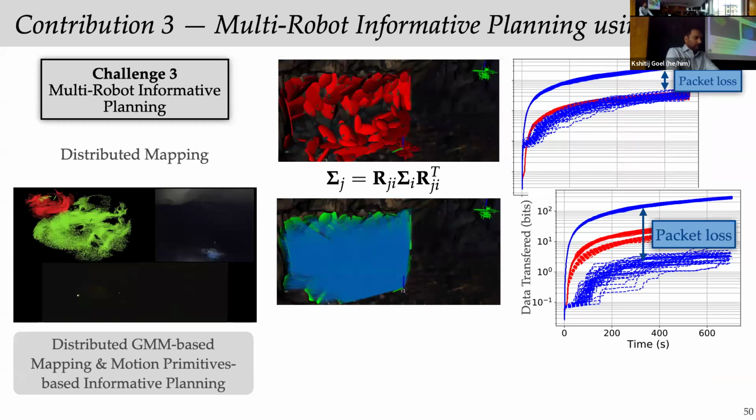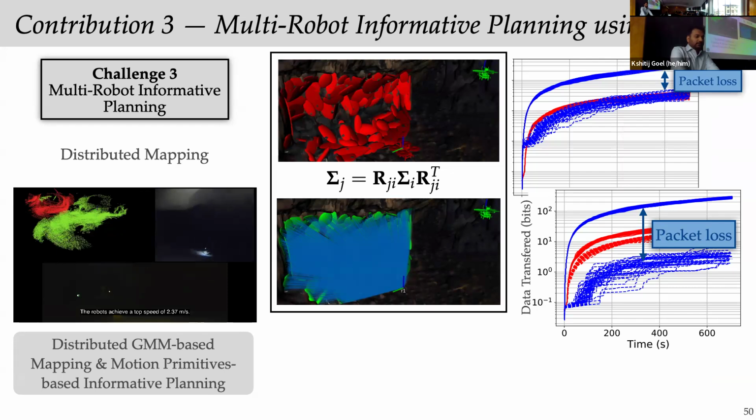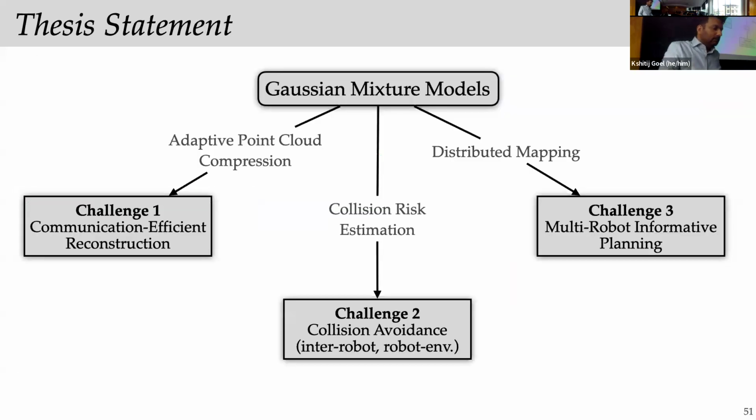To summarize, in this contribution, we presented a distributed mapping approach that leverages GMMs under a perfect localization assumption. And we demonstrated several benefits of this method over the grid-based approach, including operation under bandwidth constraints. We started out with the hypothesis that to create a multi-robot active reconstruction system, we can use GMMs as a map representation to enable communication-efficient reconstruction, collision avoidance, and multi-robot informative planning.